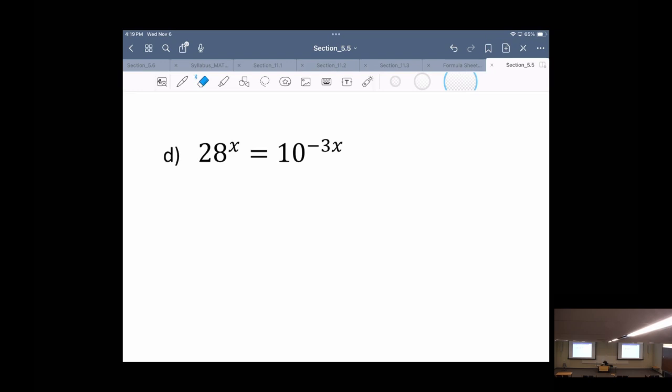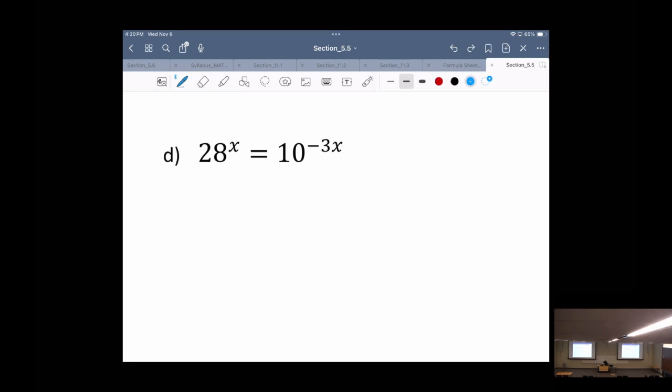You can take either the log of both sides or the natural log of both sides, but depending on these numbers, sometimes it's easier to use either natural log or log. If this base was e, I would use natural log. But because it's 10, it's easier to actually use log. Now, before I do that, why am I doing that?